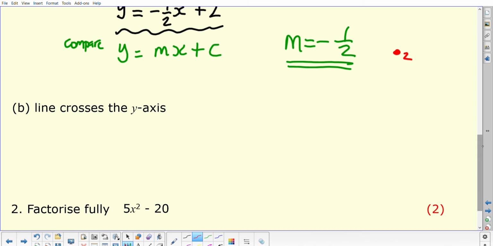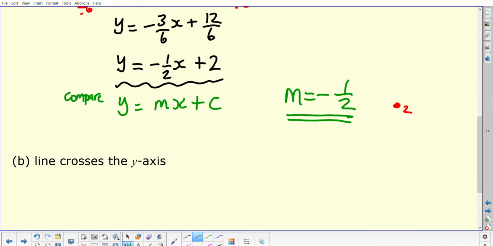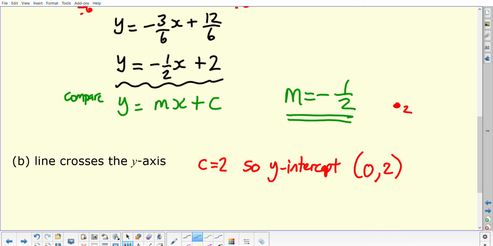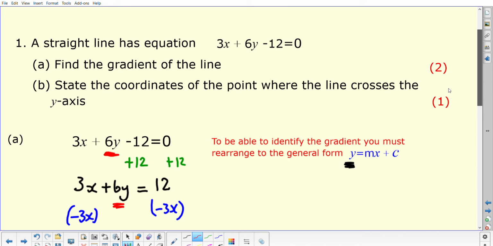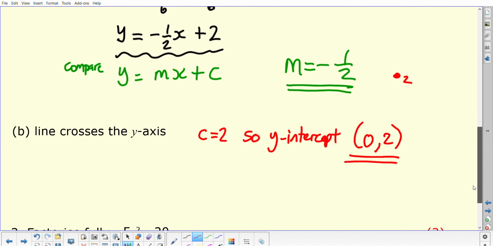The other part of this question was about identifying where the line crosses the y-axis, and remember that because the c value is equal to 2, your y-intercept will be the point 0, 2. And it's important you don't just write down 2, you need to actually state the coordinates. That's what the question said: state the coordinates of the point where the line crosses the y-axis.